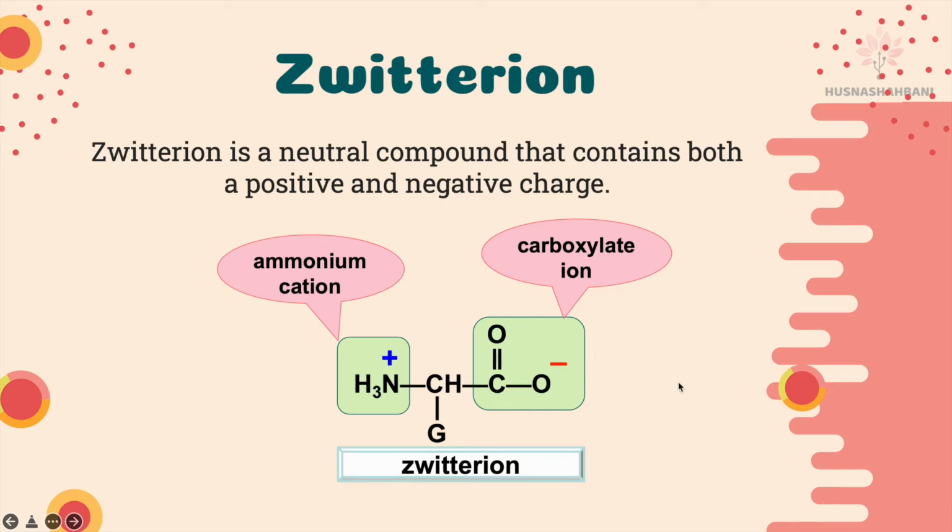So this is the zwitterion. A zwitterion is a neutral compound. Positively charged on the ammonium part, negatively charged on the carboxylate ion. That's what makes this compound overall zero charge, neutral. It contains both positive and negative charge.